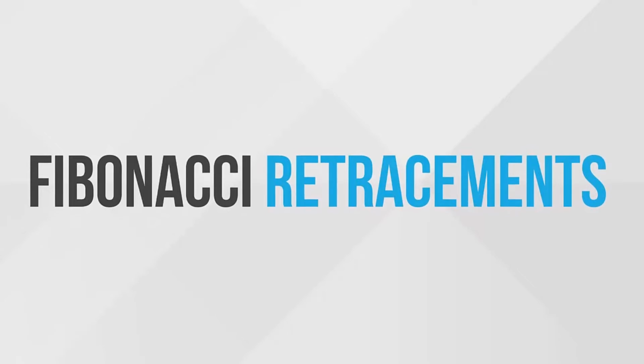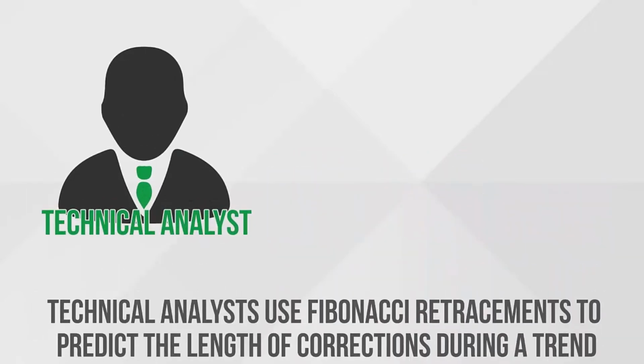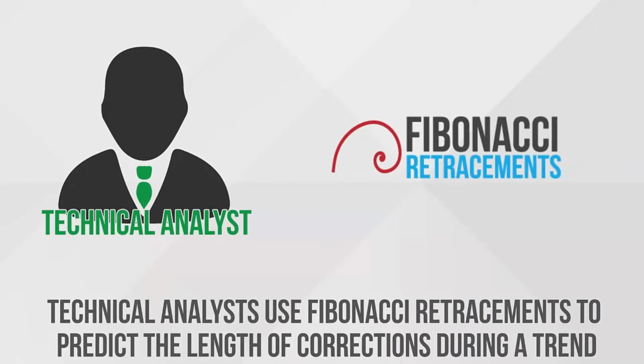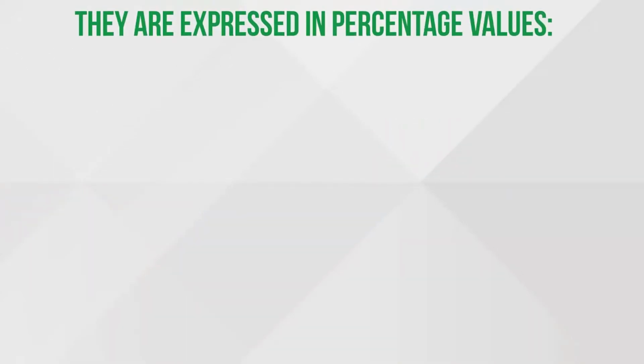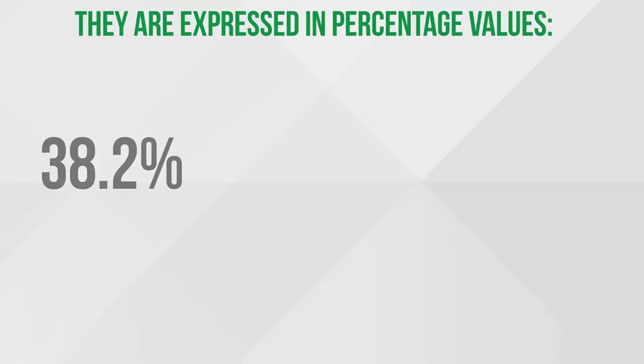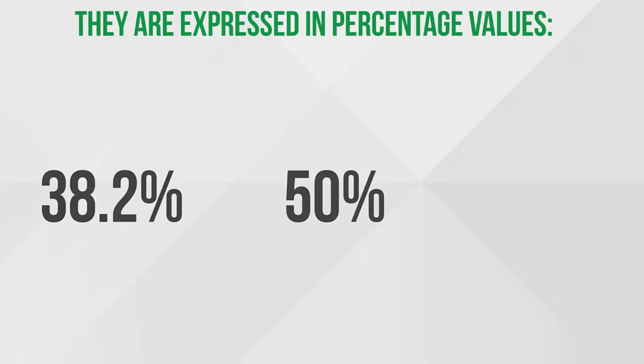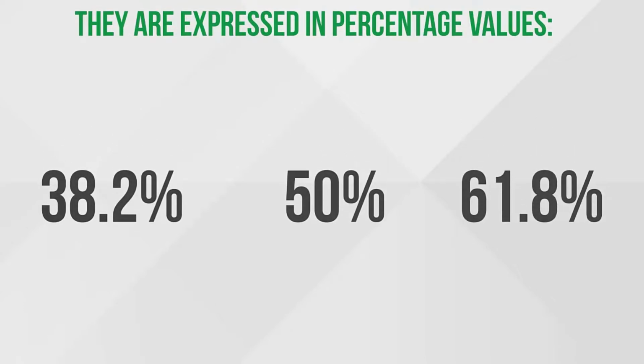Fibonacci retracements. Technical analysts use Fibonacci retracements to predict the length of corrections during a trend. They are expressed in percentage values, where 38.2%, 50% and 61.8% are the most popular retracement levels for forex trading.